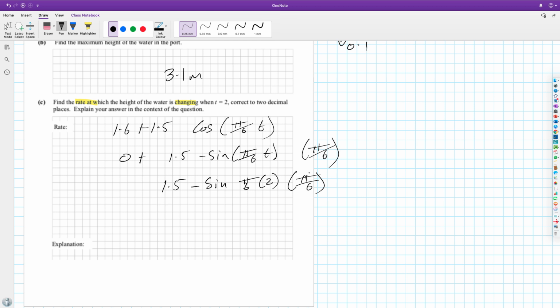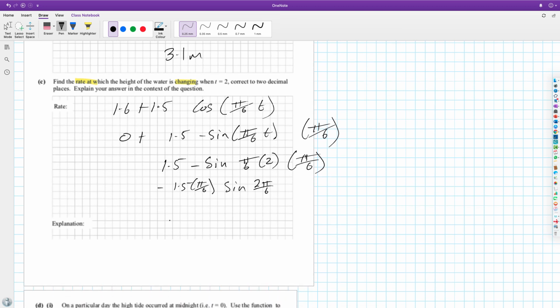So we're getting pi over 6 multiplied by 1.5, bring the minus out to the front, minus 1.5 times pi over 6, which is pi over 4, times the sine of 2 pi over 6. And we're getting minus 0.680174. Anyone, any idea what that means in the context of the question?